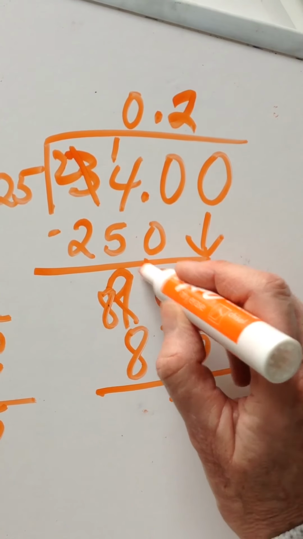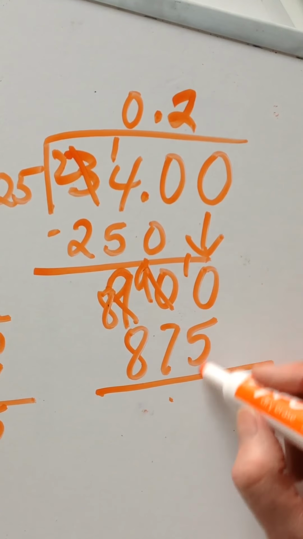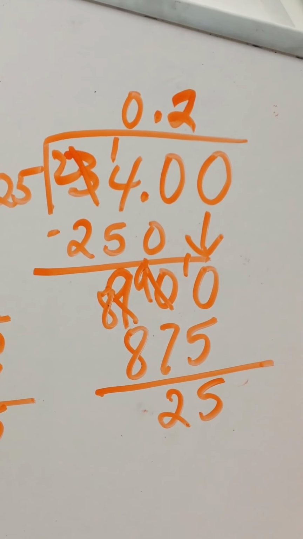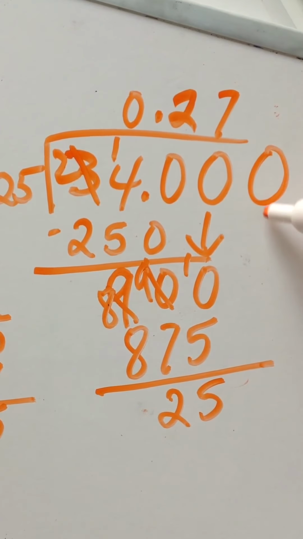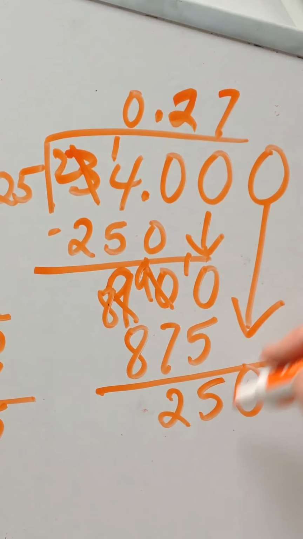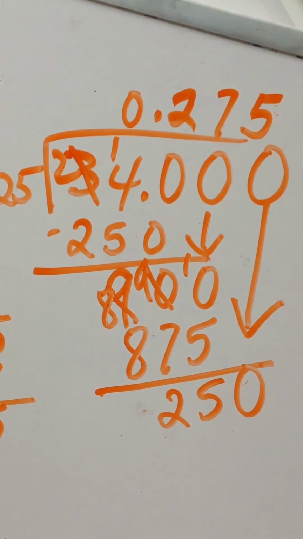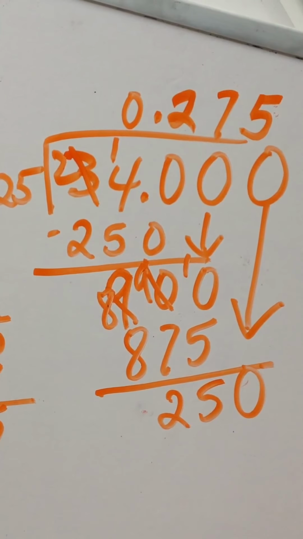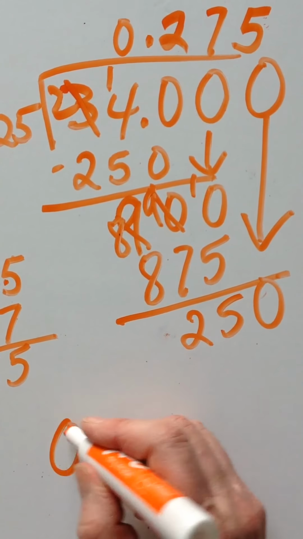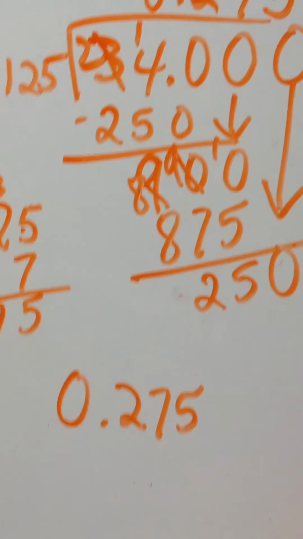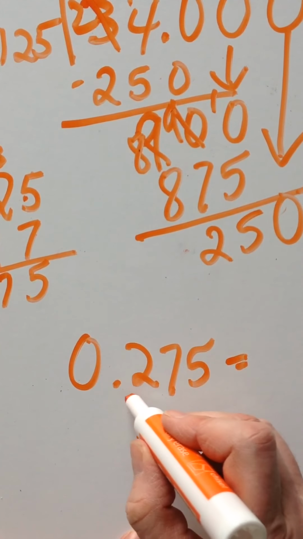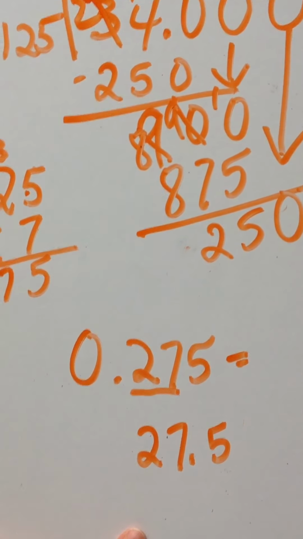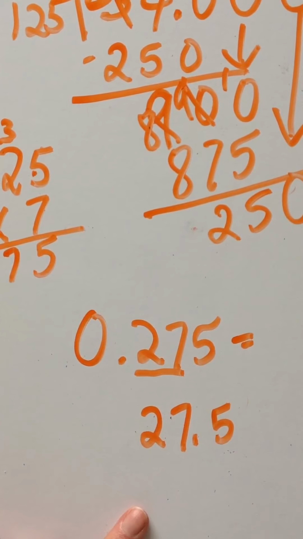It's going to be 10 minus 5 is 5. 9 minus 7 is 2. Right? So we need to put the 7 up here. We need to add another 0. Bring it down. 125 into 250 is 2. So see, we came up with the same thing. There's two different ways to do it. So 0.275, when we're talking percents, equals 27.5%, because we move the decimal point two places, because we're multiplying it by 100. All right, so you've got two different ways to do that.